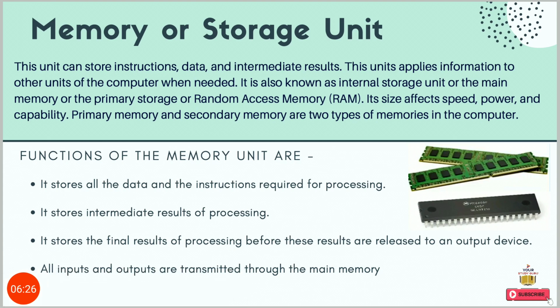so this is the structure of the MU. The MU just looks like this, and it stores all the data and instructions required for processing. It stores the intermediate results of processing. It stores the final result of processing before these results are released to the output device. All input and output are transmitted through the main memory.